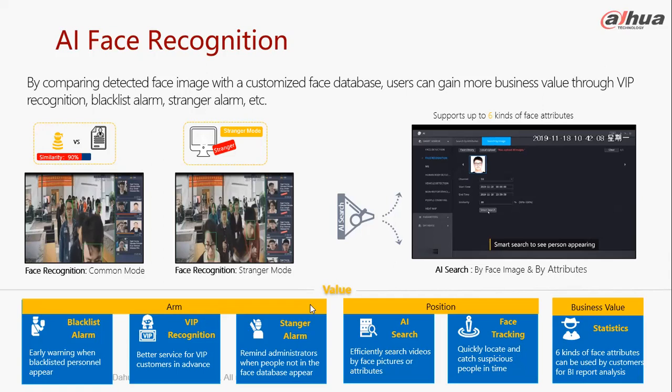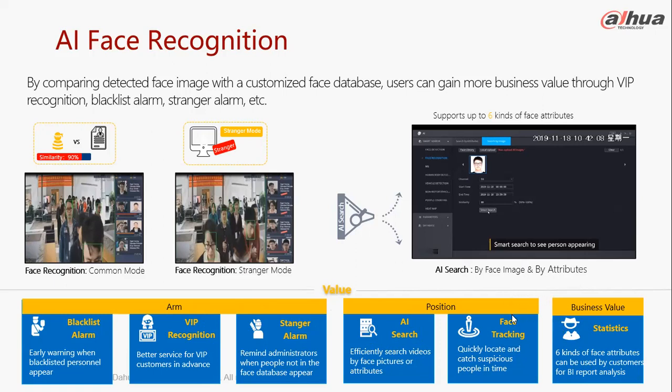Apart from facial recognition, we can do alarm based on blacklist, alarm based on VIP, alarm based on strangers. In this case, you're having an alarm on a stranger, where the person does not exist in the database. And also you can do AI search by face attributes, whether they have glasses, etc.